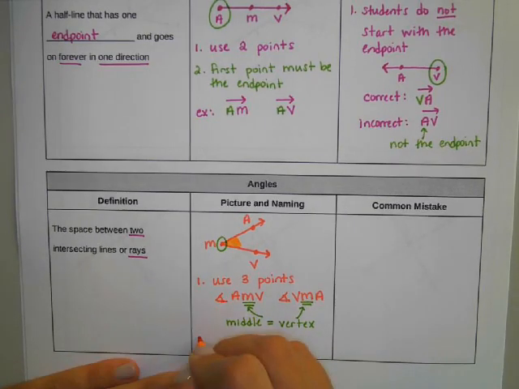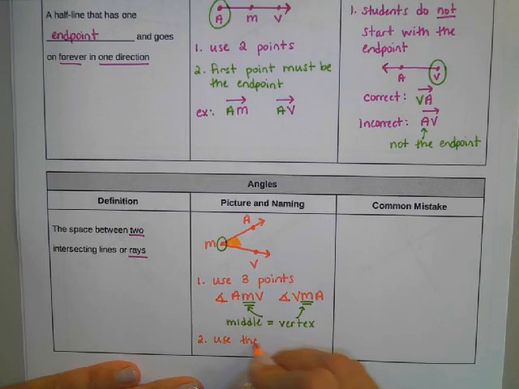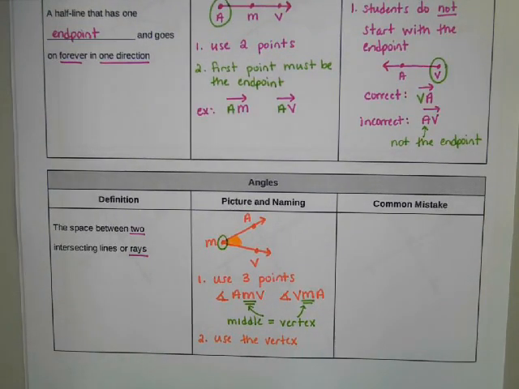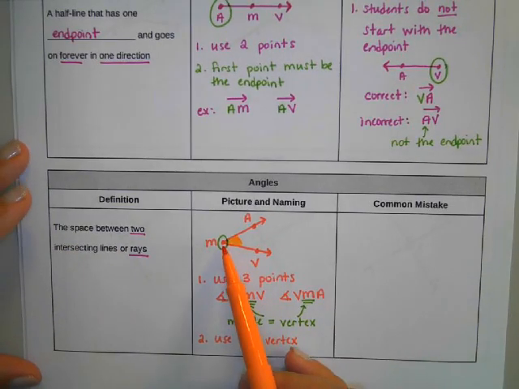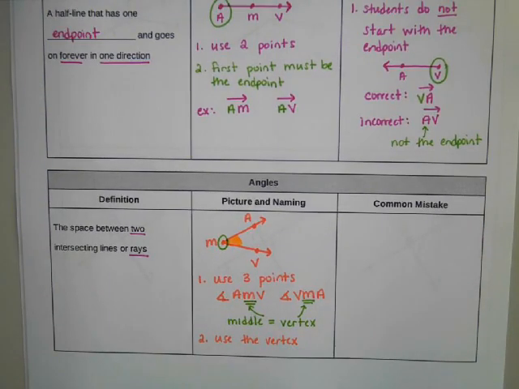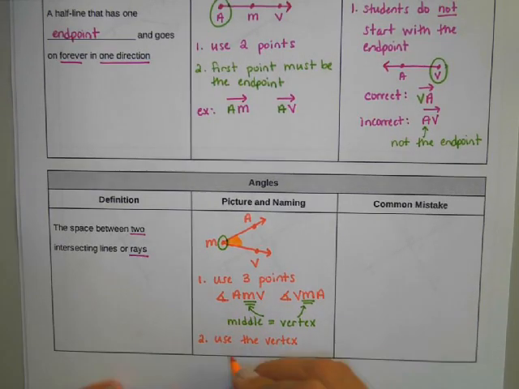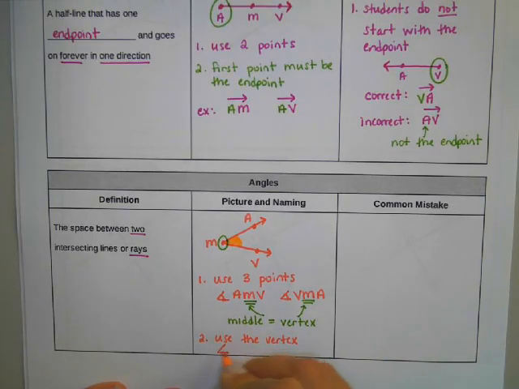Option number 2 is you can just use the vertex. Now this is a sort of it sometimes works and it sometimes doesn't option. So if there was a picture where there was more than one angle attached to point M, we would not be able to use the vertex because then we wouldn't know which angle that was attached to that point we were talking about. However, in this case where there's only one angle at point M with the vertex at point M, I could just also call this angle M.